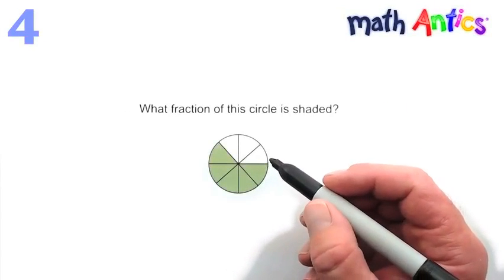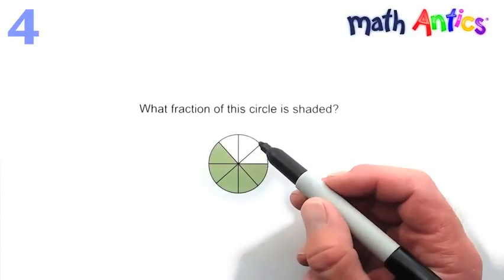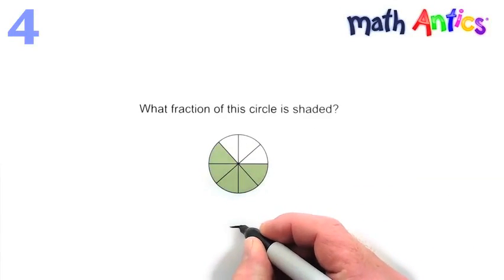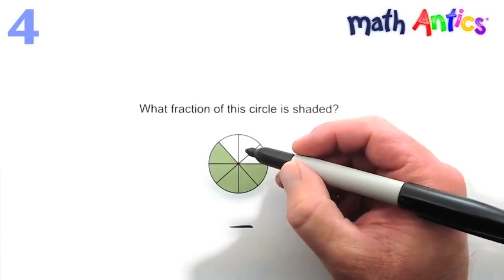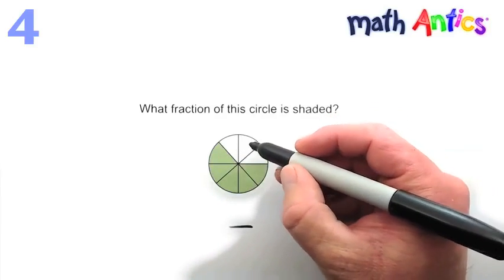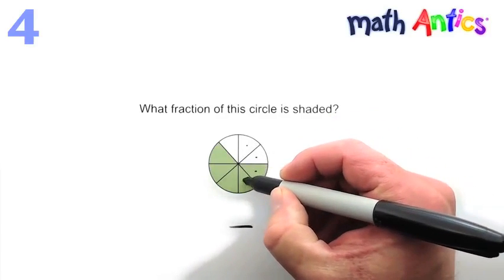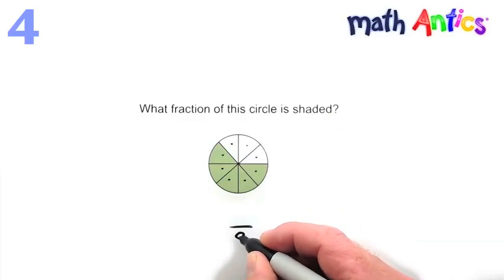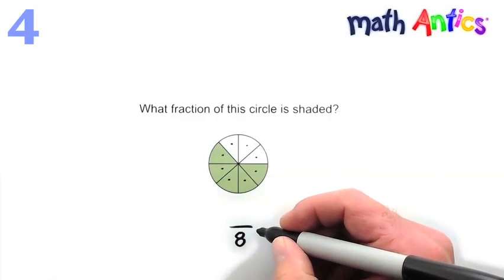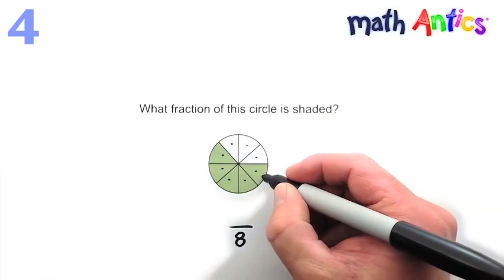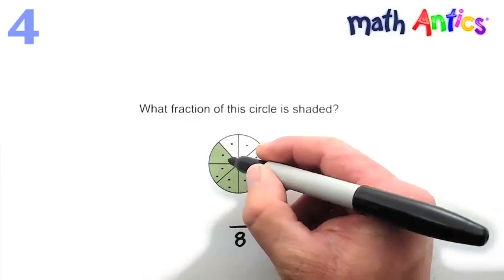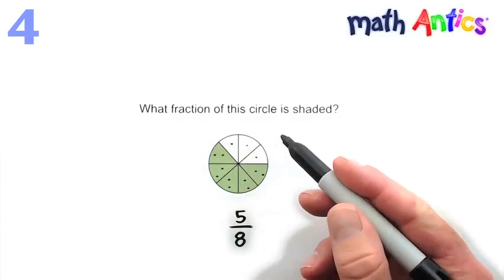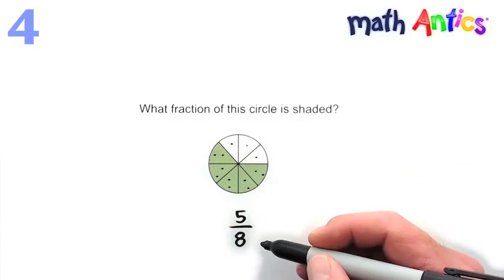Problem 4 shows us another circle that's divided up into parts, and it wants to know what fraction of that circle is shaded. So our answer is going to be a fraction. Let's first count up the total number of parts that the circle is divided into. 1, 2, 3, 4, 5, 6, 7, 8. So since it's divided into 8 parts, 8 will be our bottom number or denominator. And now let's count the parts that are shaded. 1, 2, 3, 4, 5. 5 parts are shaded, so that's our top number. The fraction of the circle that's shaded is 5/8.